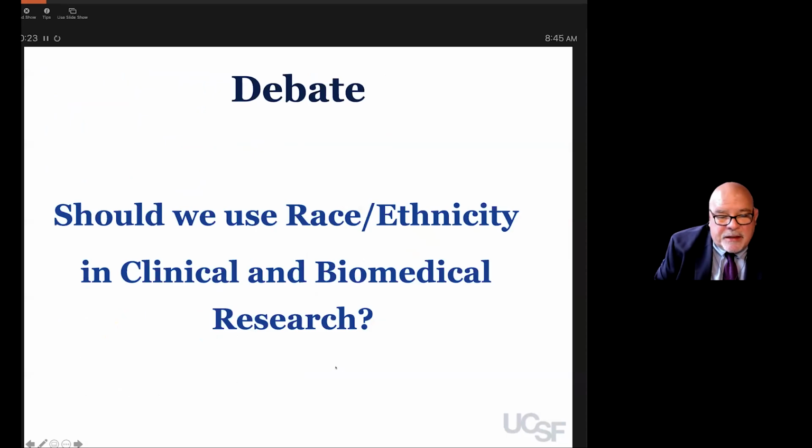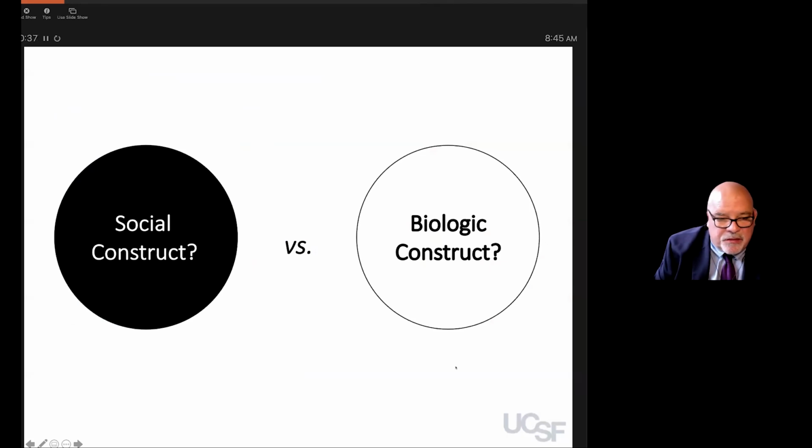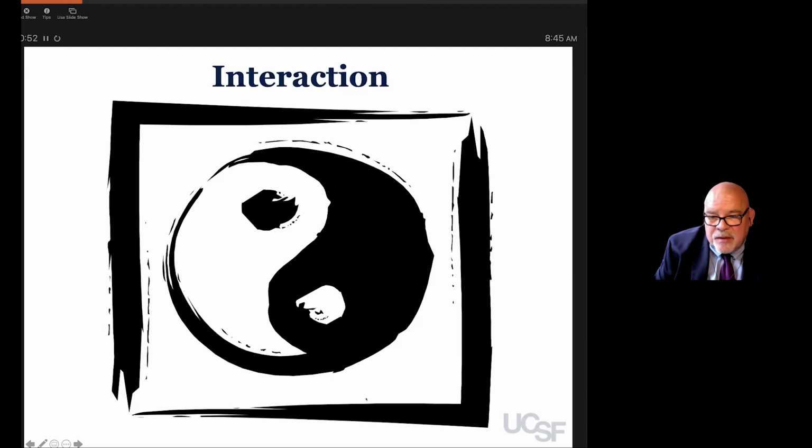So here's the big debate that we have in medicine as of today. It's a national debate, and it's whether or not we should use race or ethnicity in clinical and biomedical research. The camp has really been divided into two. One is race as a social construct. And then two, there are people that advocate that race has a biological aspect. However, we here at UCSF recognize that it's an interaction, in that the social structure of race does influence biologic outcomes such as genetics and epigenetics.